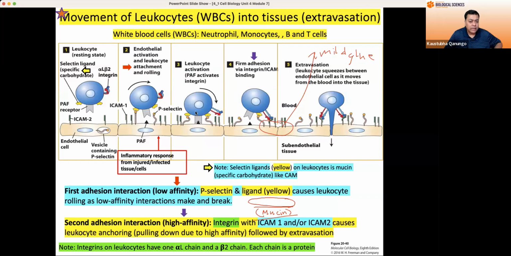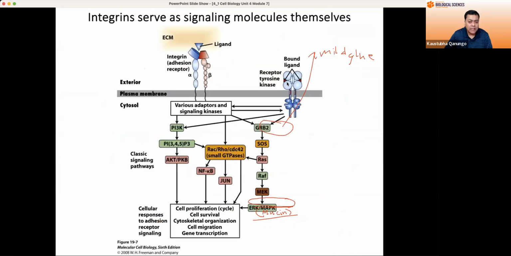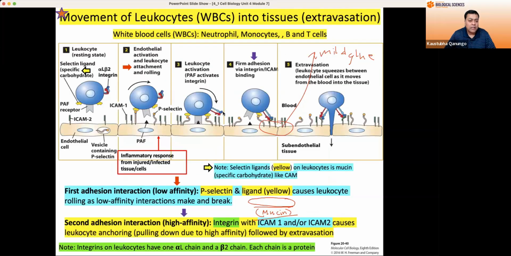This actually triggers the signaling cascade, and that signaling transduces the integrin. So the integrin was inactivated. Now see that PAF activates the integrin. They are now straight. So now what happens is that this integrin and the ICAM1 and ICAM2, these interactions are the second adhesion interactions in high affinity.